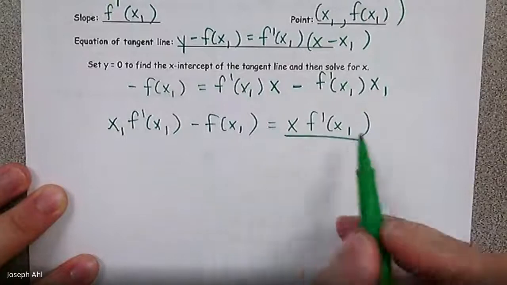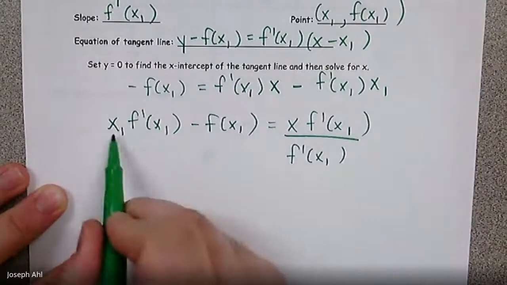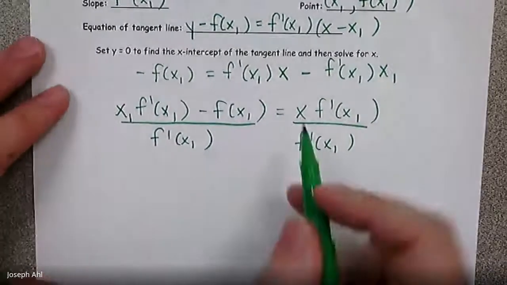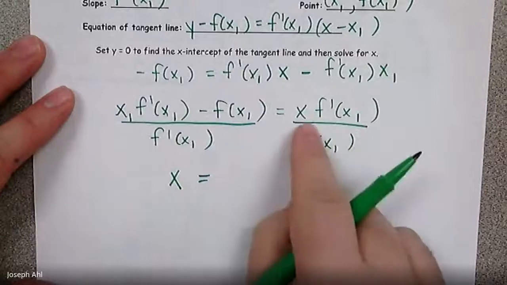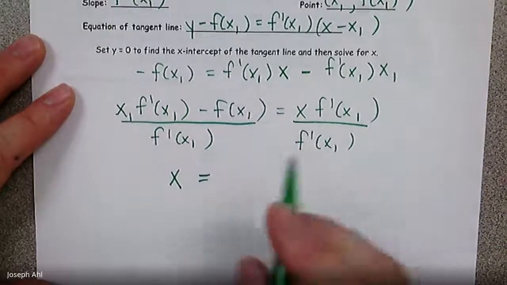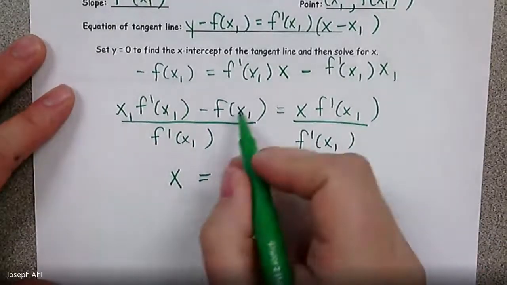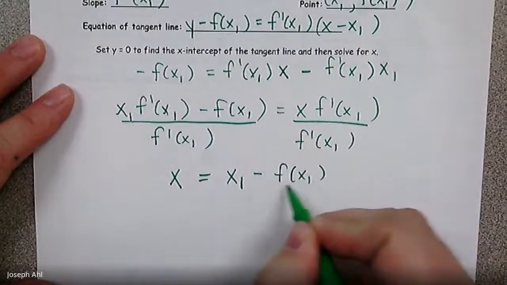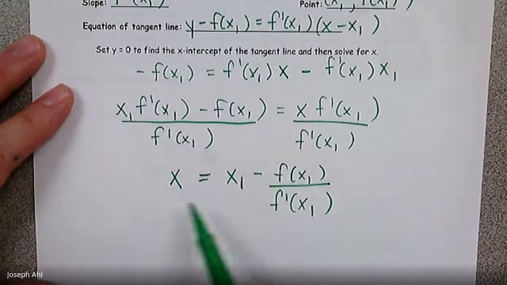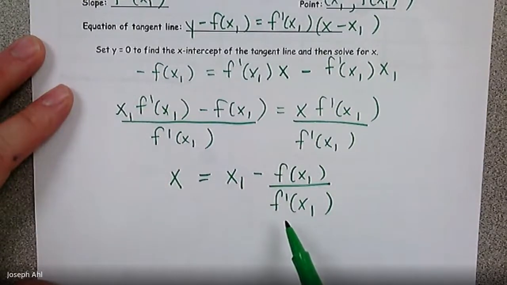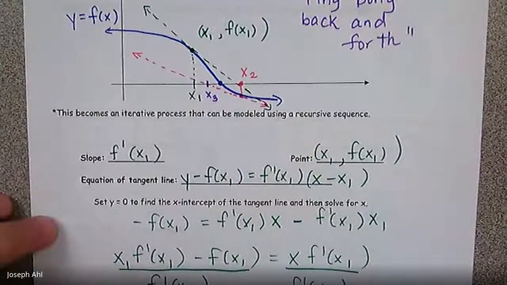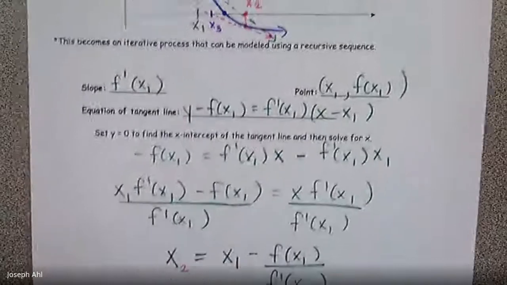And then that last and final step is just dividing by f prime of x1 on both sides. I'm just going to write this with x on this side. So the x-intercept would be equal to x1 minus the ratio of f of x1 over f prime of x1. And that second x-intercept of this tangent line is what I denoted up here as being x2. That's our next guess that we would use to then write our tangent line at.